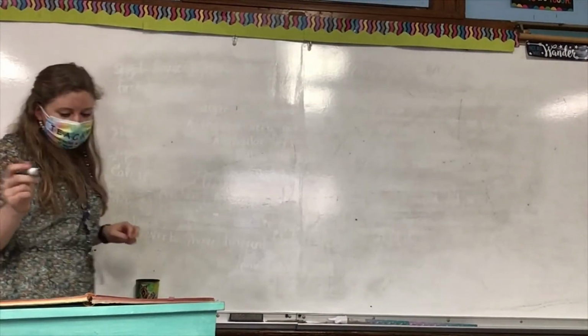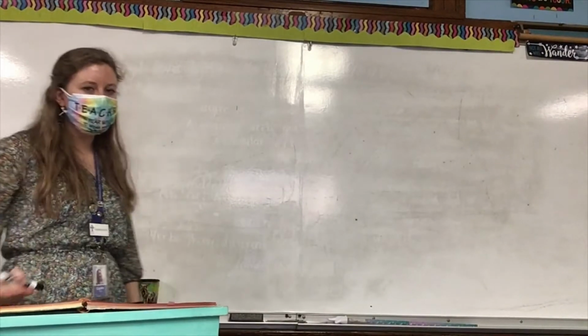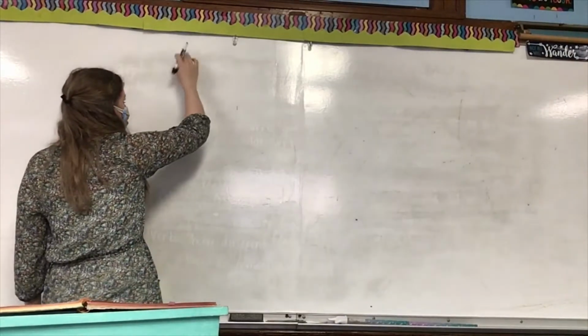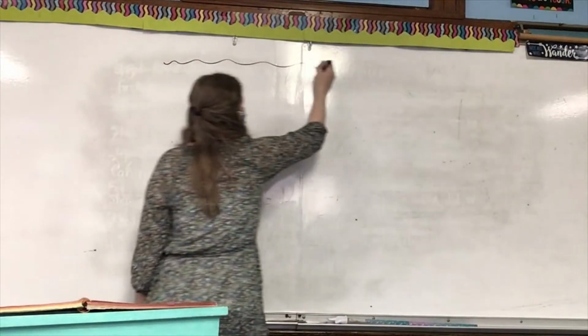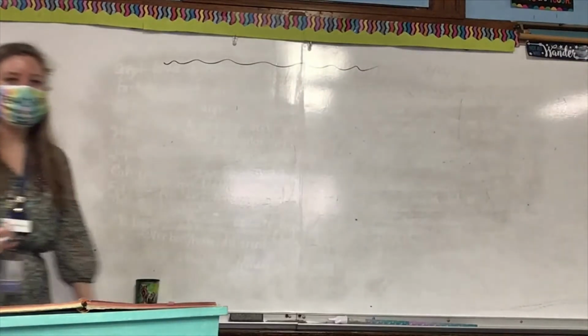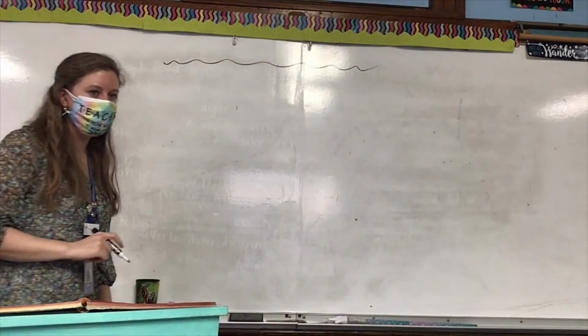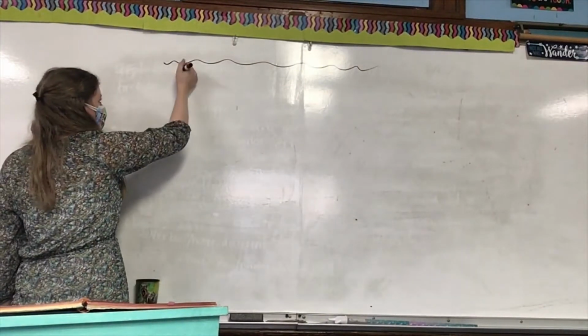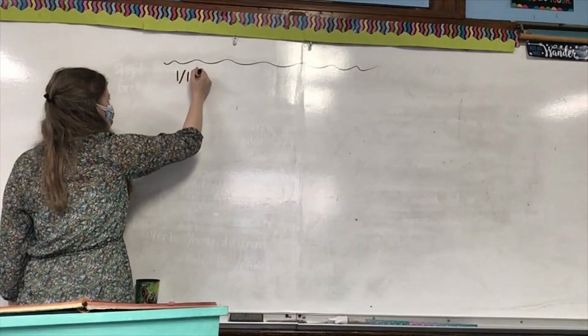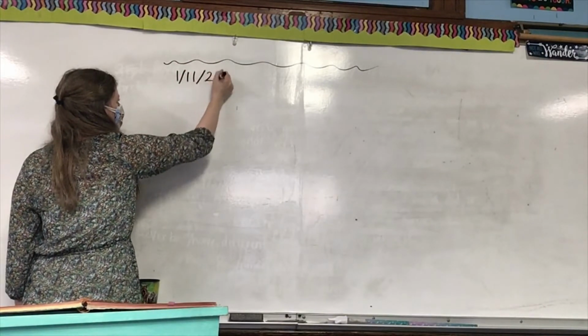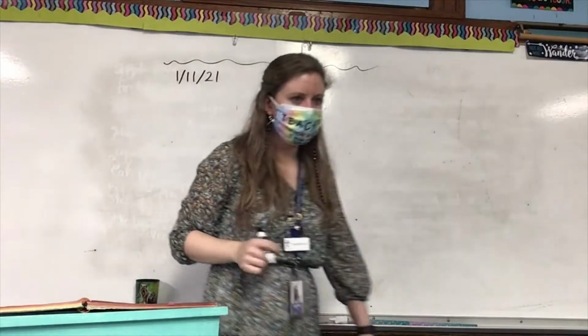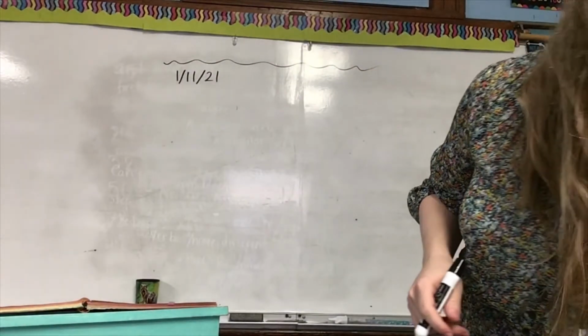Okay, so your vocab notebook should be open to the Chapter 7, Lesson 2 notes. Draw a squiggly line underneath the last number. Write today's date, January 11th, 2021. And then we are starting with number 8.